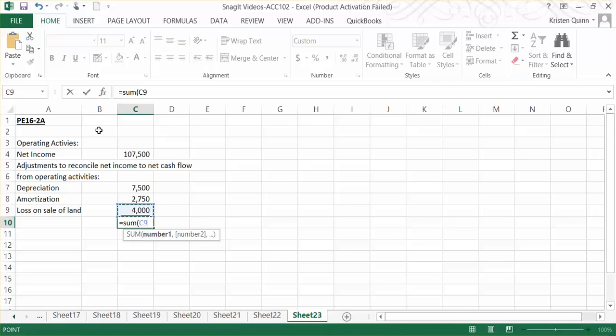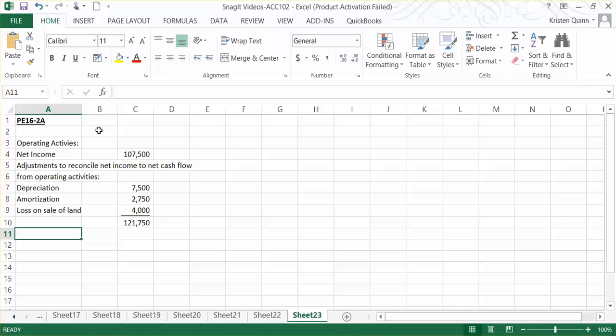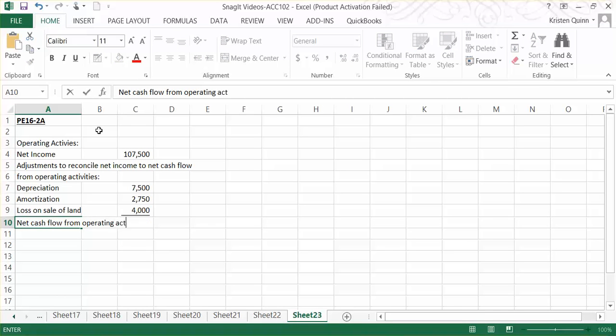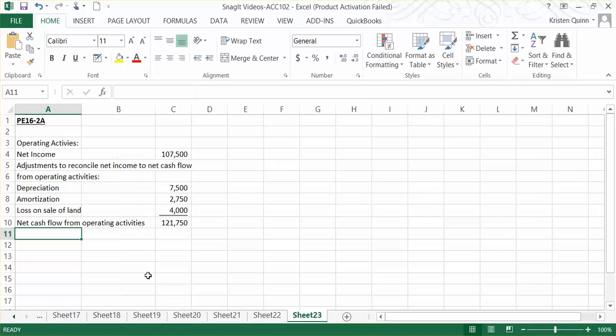So we will add back the loss, the amortization, and the depreciation expense to our net income to get our net cash flow from operating activities. Again, this is just the first piece of our operating activity section.